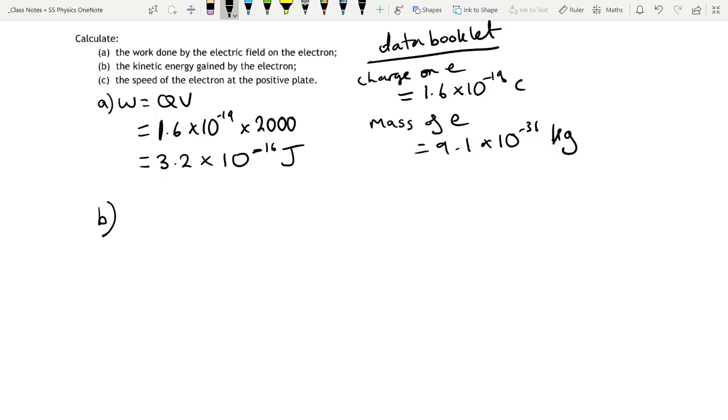B says find the kinetic energy gained by the electron. So we now know that the work done by the field is equal to the kinetic energy gained by the electron. So kinetic energy is equal to the work done. So 3.2 times 10 to the minus 16 joules.